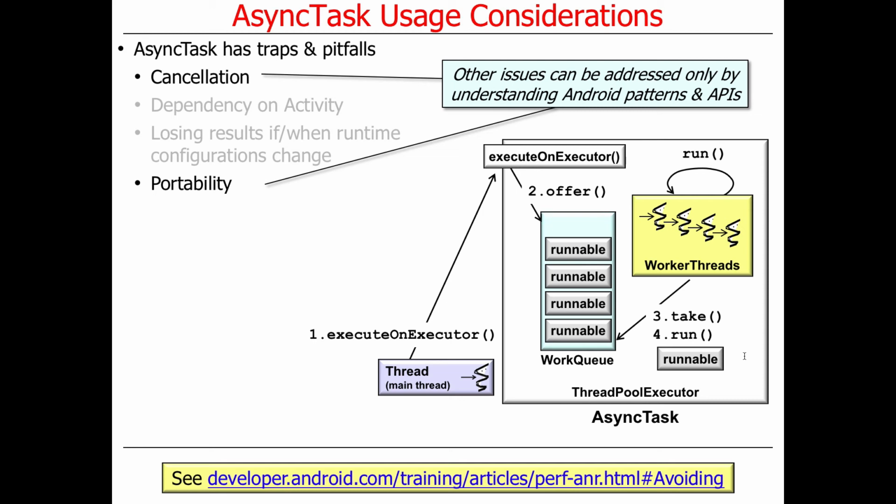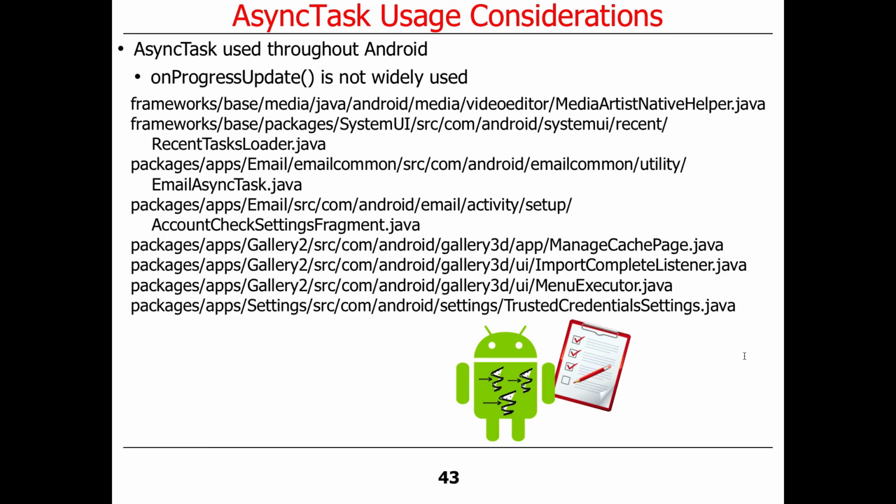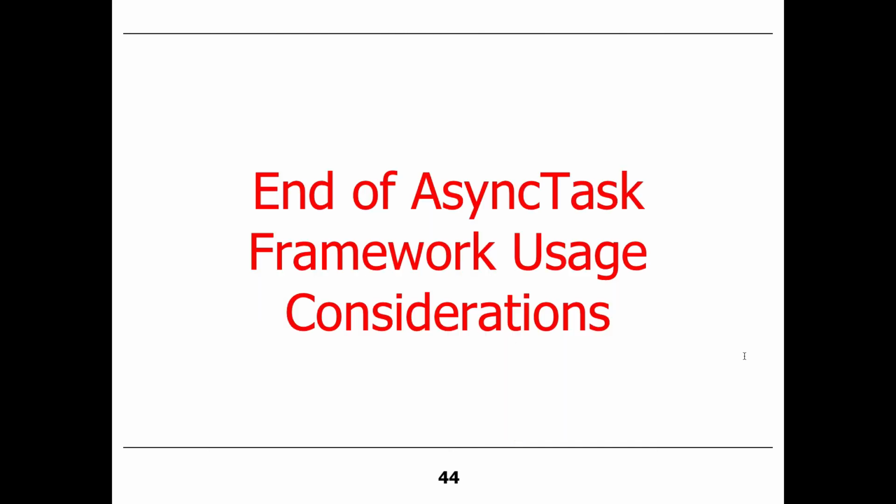APIs. So cancellation is just always voluntary in Java-based systems. Portability can be handled by knowing how to use these extra methods like execute on executor. Async task is very, very heavily used throughout Android, used all over the place. Oddly enough, the onProgressUpdate method is not very widely used. There are some places it is used, but it's not as widely used as the framework itself. And that is the end of that.